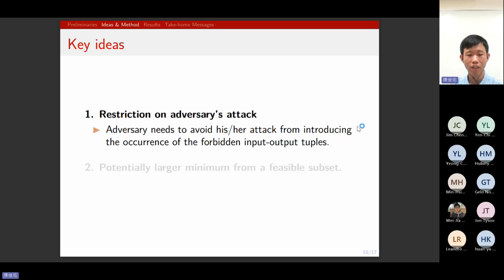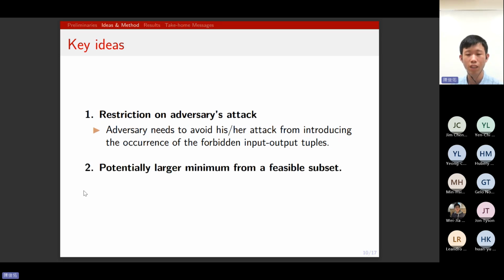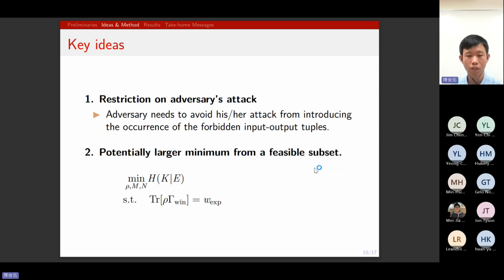And the other idea is from the optimization problem. So let's consider the following optimization problem. In fact, this form is equivalent to the form I provided several slides before. It's just that I use the density matrix rho instead of psi here. So here we want to minimize the conditional min-entropy subject to the winning probability matching the experimental observation W_EXP.